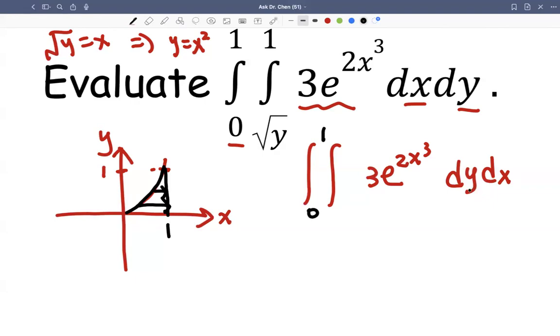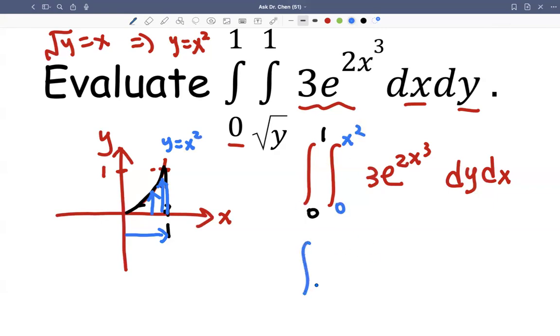X direction outside, y direction inside. Now let's see y. Right, x direction goes from 0 to 1. Y direction goes from 0 up to this graph. Well, what's this graph? This graph is y equals x squared. So 0 up to x squared.